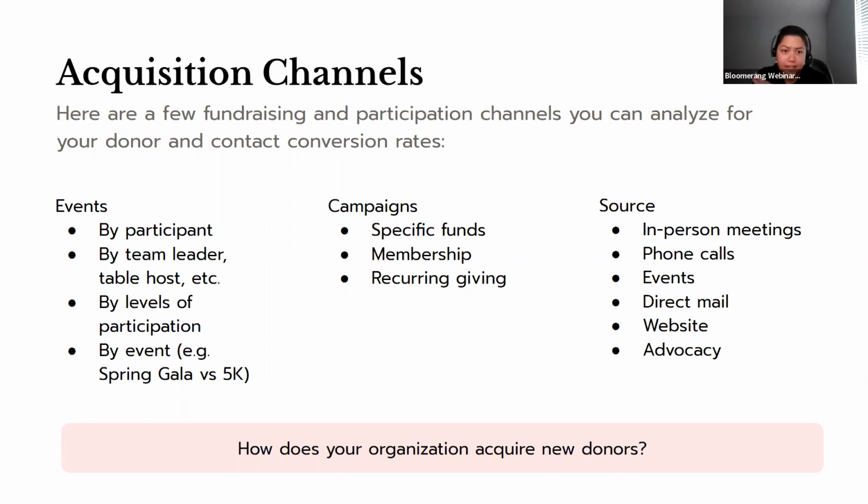Take a look at events. You can look at events by participant, by team leader or table host, and levels of participation by event itself. You can start to analyze which of your events yield the most new contacts or most new donors. And again, you can budget your time where you want to spend your cultivation efforts.